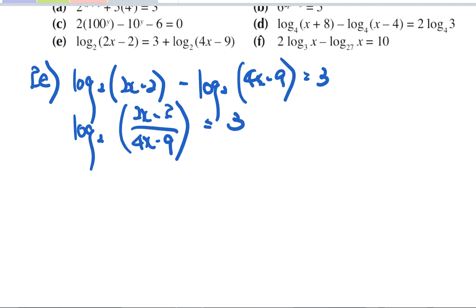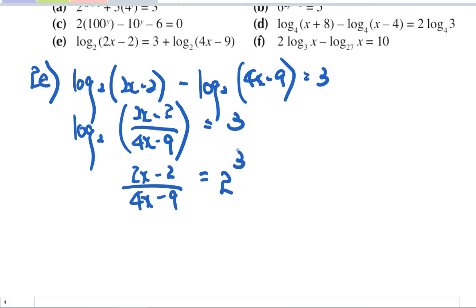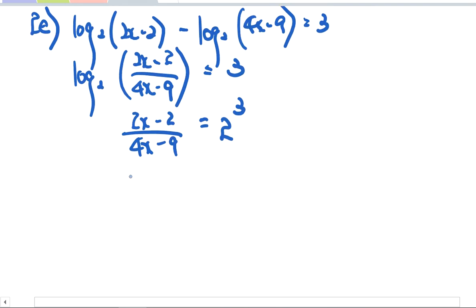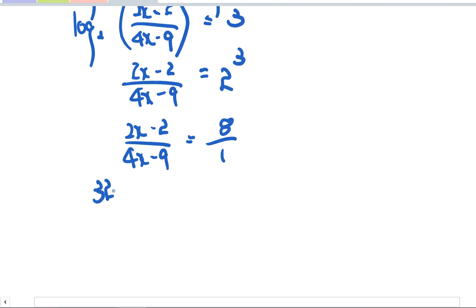2x minus 2 over 4x minus 9 equals 2 to the power 3. Yes, all right. The main term will stay, all right? This is the base, right? The base to the power of the index, all right? After that, you can solve accordingly. Okay, do your cross multiplication. I'm just going to do a quick one.